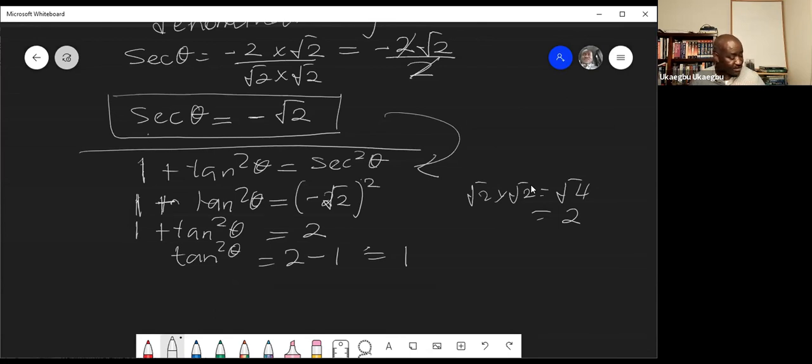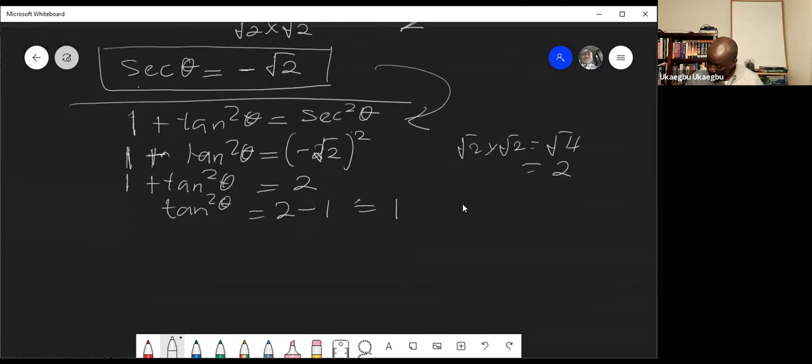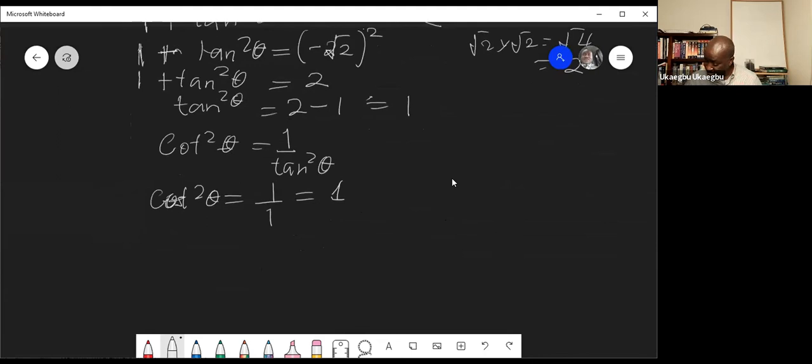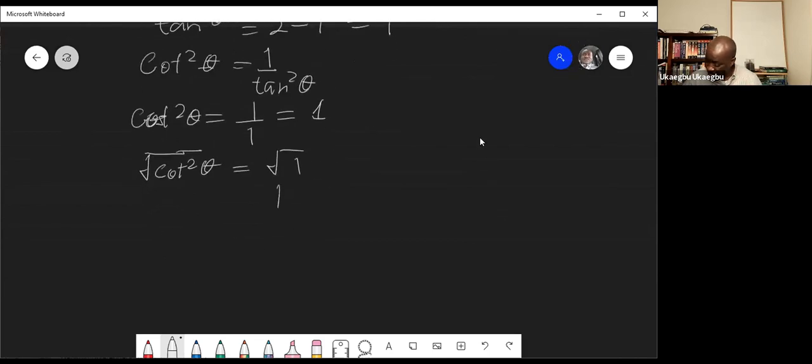Now, how about cotangent square theta? Cotangent square theta is equal to 1 over tangent square theta. So cot square theta is equal to 1 over 1, which is actually 1. Therefore, to get the cotangent itself, we take the square root on both sides, so square root of cot square theta is equal to square root of 1. And square root of 1 is 1. Therefore, cot theta is equal to 1. Okay? So this is how to manipulate some of this stuff.